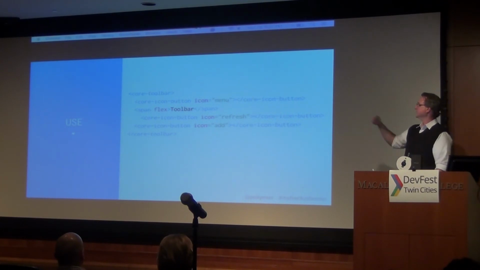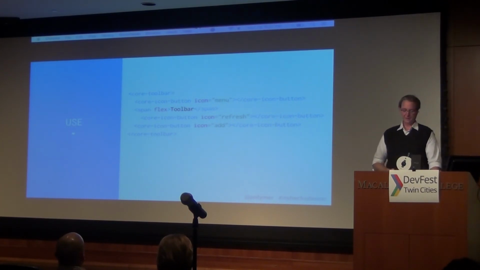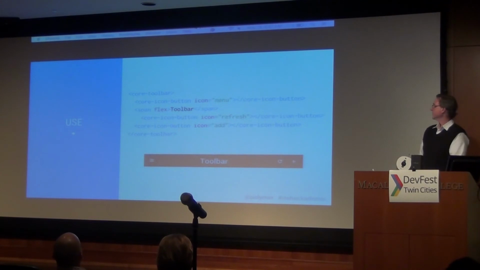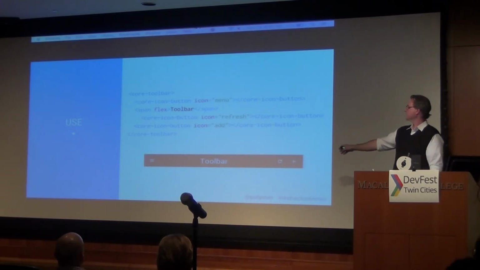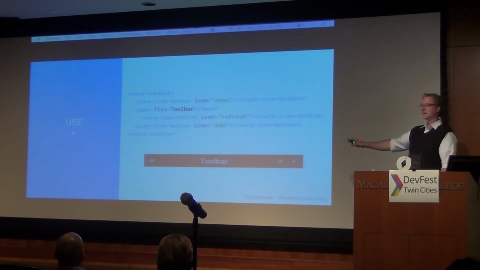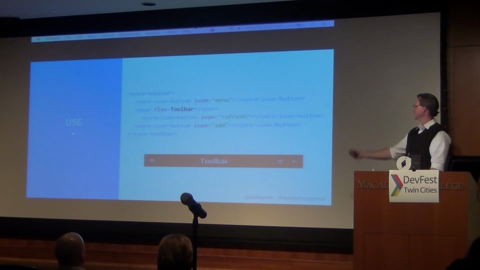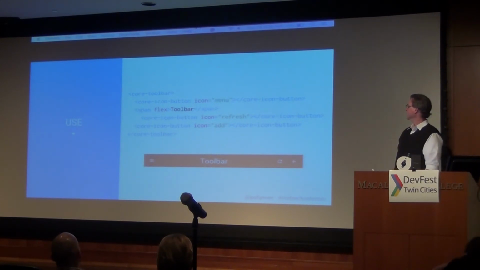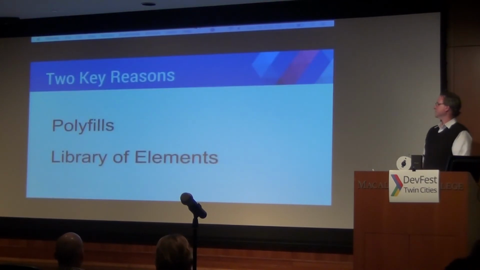Here are a couple nested elements, which will result in a toolbar with some text in the middle that's nicely centered. It's got a couple of core icons. This is from the core icon set. You've got your hamburger menu, some refresh, different actions that you can tie into them.